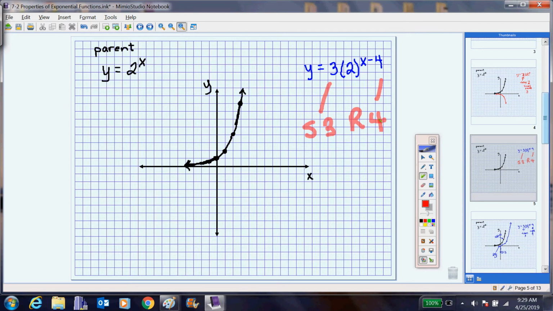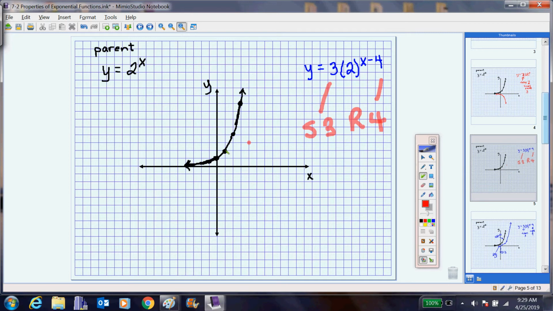So what we do is we can go point by point, multiplying by 3, and then moving to the right 4. So this value is 1. 1 times 3 is 3. So we go up to 3 and then move it right 4. 1, 2, 3, 4. Dot. So 1 times 3 is 3, and then right 4.